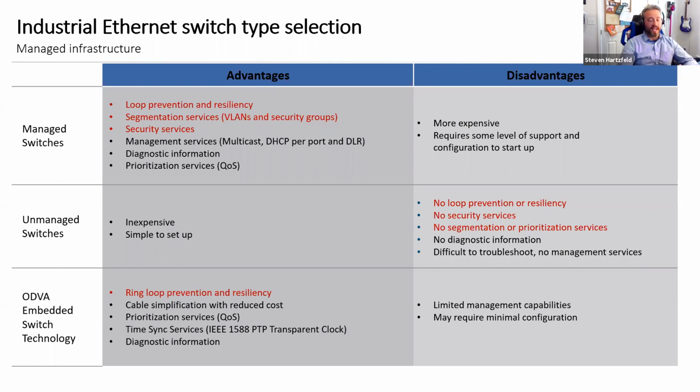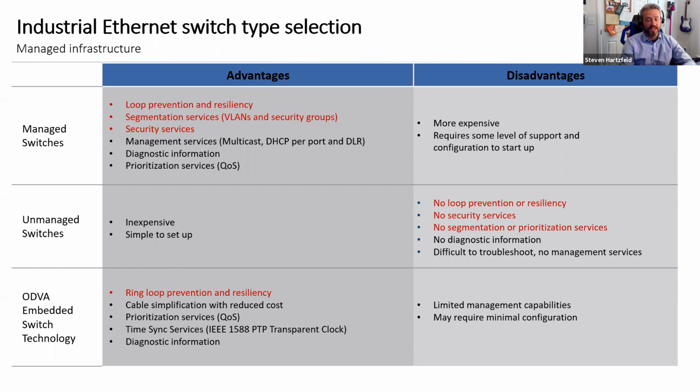So with a managed switch, you're going to have built-in loop prevention and resiliency protocols. You're going to be able to do some segmentation like VLANs or security groups. You're going to have security services that you can leverage. And then, the management services like DHCP per port, where you can serve up an IP address to a particular port. DLR, device level ring, that topology that can withstand a link failure and still maintain communication to all of the resident devices. You get diagnostic information in a managed switch, so it can tell you what's going on inside the switch, what's going on the network.